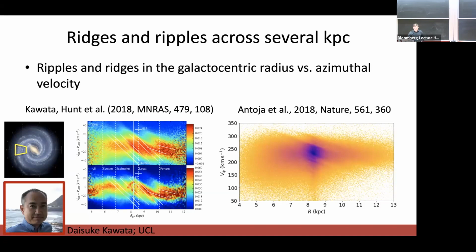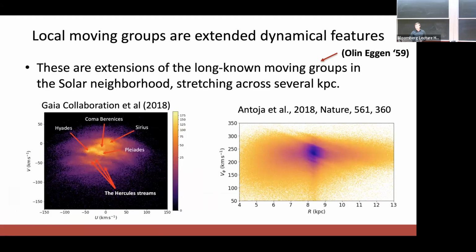We know ways to form these. This is the first showing over large distances, but they're actually extensions of the long known moving groups in the solar neighborhood found by Hall and Hagen back in the late 50s. So you have here Sirius, Hercules, Hyades, Pleiades, the height of these streams, and the local velocity structure of the disk, radial velocity versus azimuthal velocity.